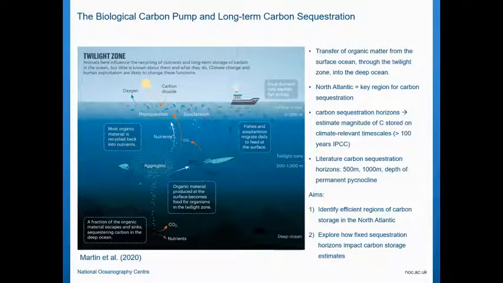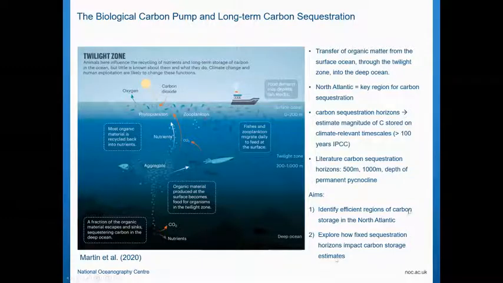So researchers often try and estimate the magnitude of carbon that is stored in the deep ocean on these kind of climate relevant timescales. That's often thought of as longer than 100 years by the IPCC, and often something called carbon sequestration horizons are used to do this. Effectively, this can be a depth horizon, for example, 500 meters, by which once carbon sinks below that depth, it's assumed to be stored on these long time scales. In previous literature, carbon sequestration horizons have been 500 meters, 1,000 meters, or the depth of the permanent pycnocline. That's a density driven horizon.